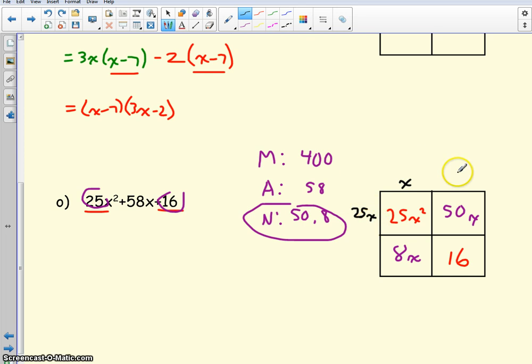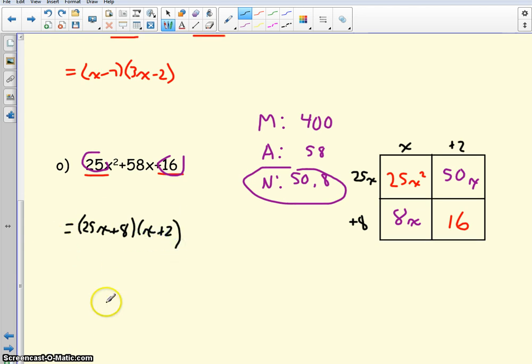So 25x times what gives me 50x? Well, positive 2. And then down here, x times what gives me 8x? Plus 8. Just to check here, 8 times 2 does give me 16. So I do have my factored form here, and this is going to factor into 25x plus 8 and then x plus 2. Okay, hopefully that one made sense.